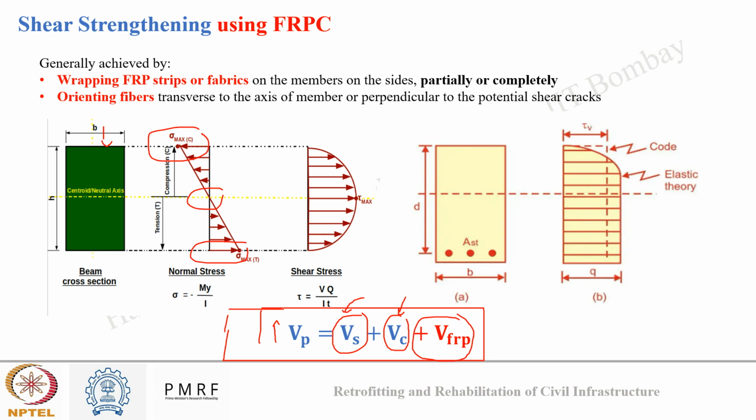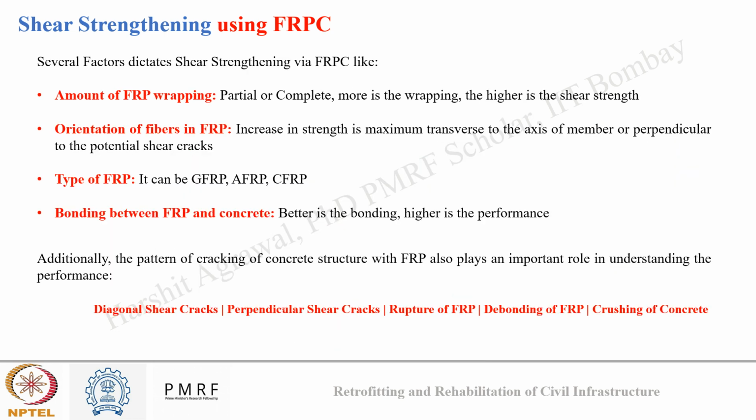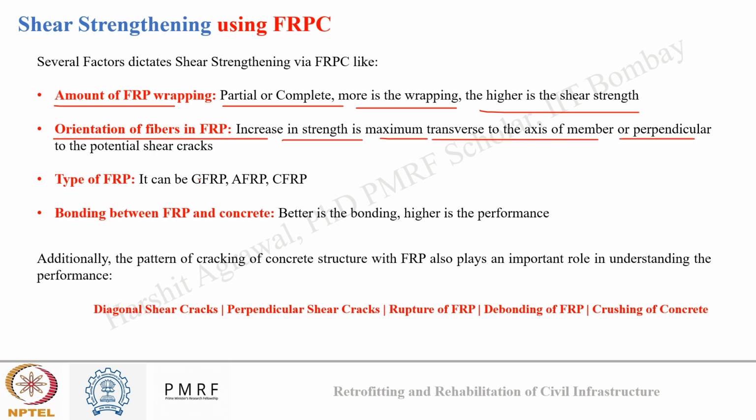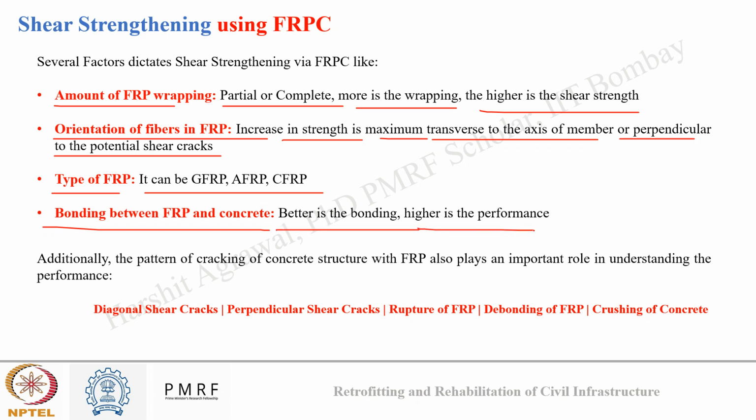Now there are several factors which dictate the shear strengthening by FRP, like amount of FRP wrapping. It can be either partial or complete. The more the wrapping, the higher the shear strength gain. Orientation of fibers in FRP: the increase in shear strengthening is maximum when the fibers are transverse to the axis of the member, or perpendicular to the potential shear crack. Type of FRP: it can be GFRP, AFRP or CFRP. For each type, my shear strengthening limit can be different. And again, bonding between FRP and concrete. So the better the bonding, the better the load transfer between the existing structure and the FRP, and the higher the performance.